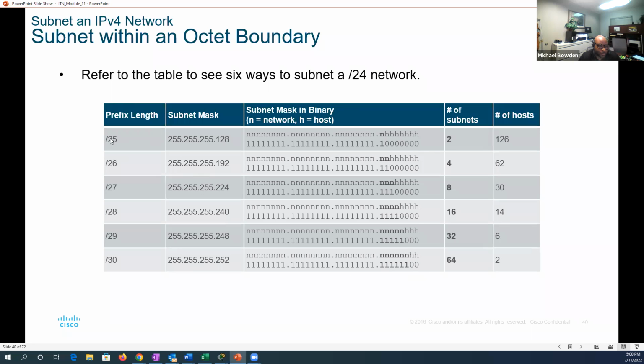So it shows that from a /25, we can create 2 subnets with 126 hosts. From a /26, we can create 4 subnets, 62 hosts. /27, 8 subnets, 30 hosts. /28, 16 subnets, 14 hosts. Then /29, 32 subnets, 6 hosts, and /30, and so on.